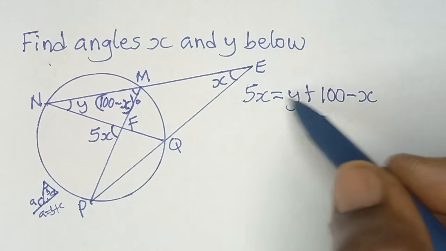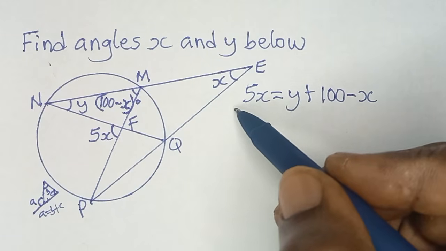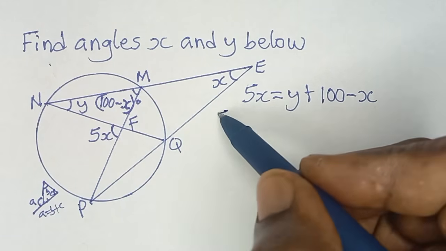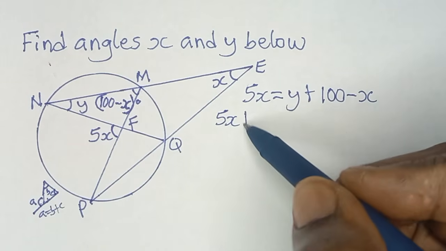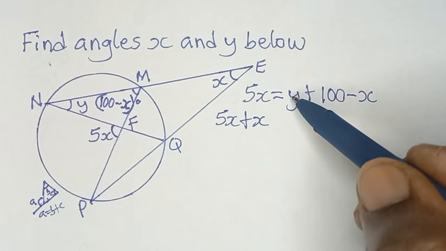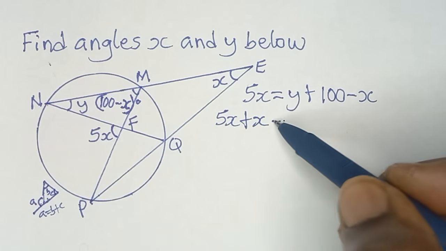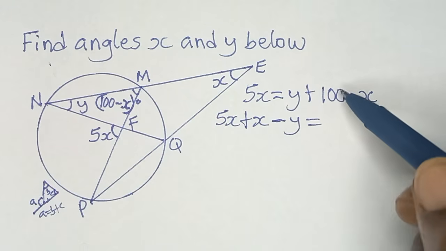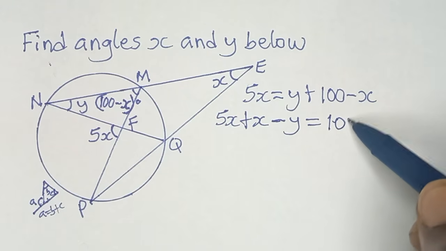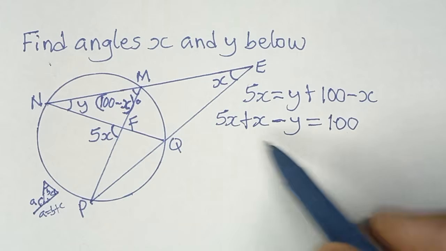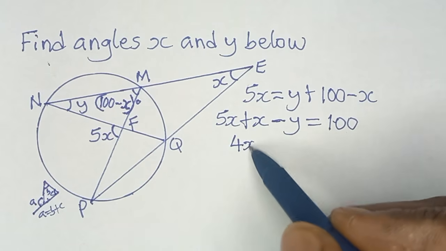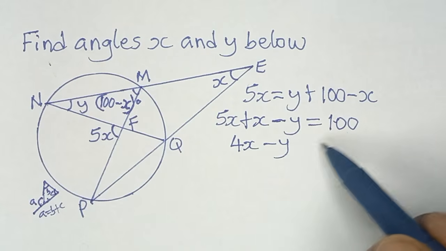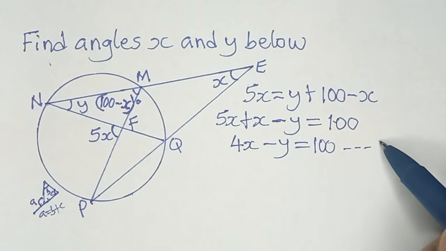So from there, I can make x and y stand on the left-hand side. So I have 5x here. This negative x, if it comes to this side, becomes positive x. This is y. If y comes to this side, becomes minus y. And that will be equal to, the only thing left on this side now is 100. So finally, 5x minus x will give us 4x, and then minus y, and that will be equal to 100. I can call this equation 1.